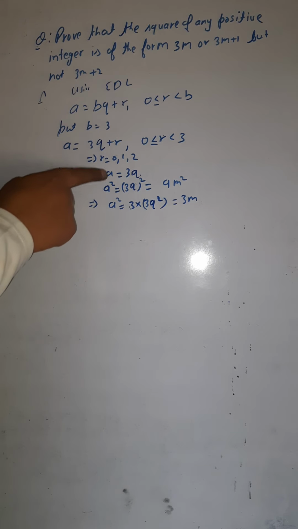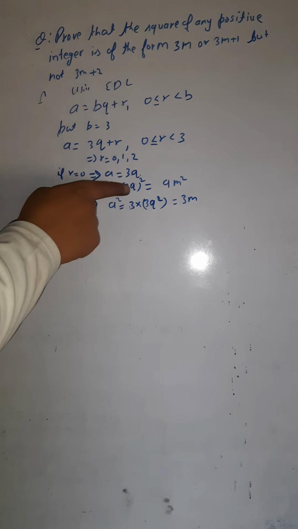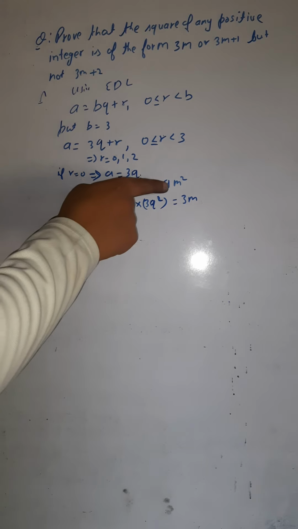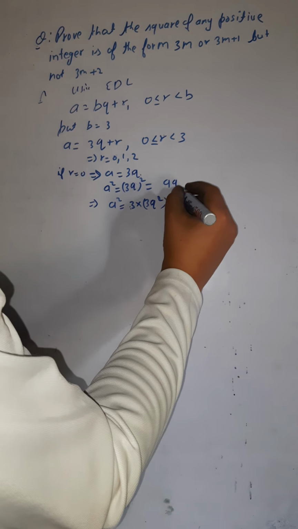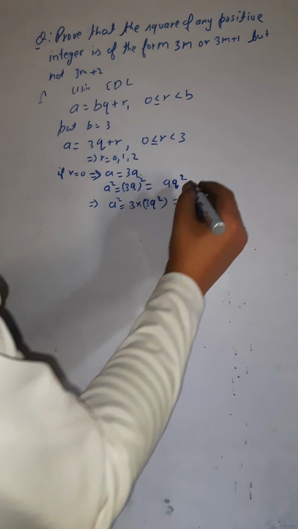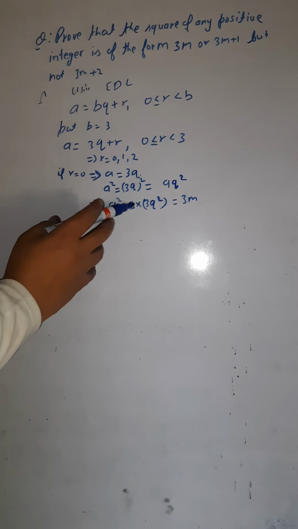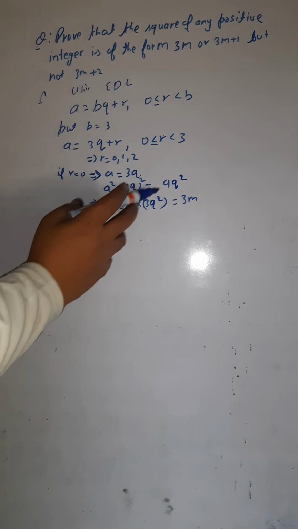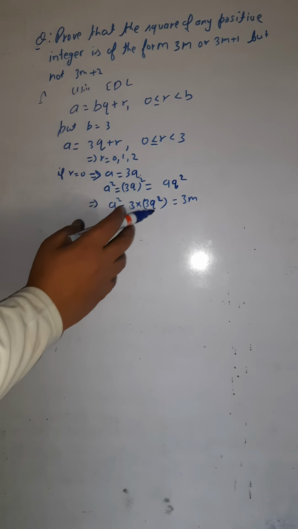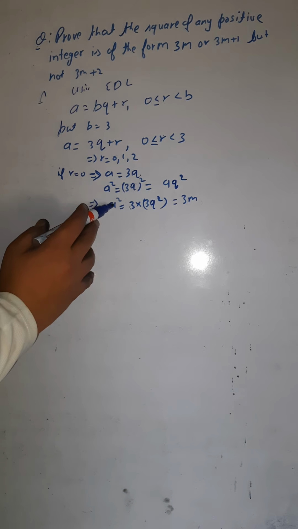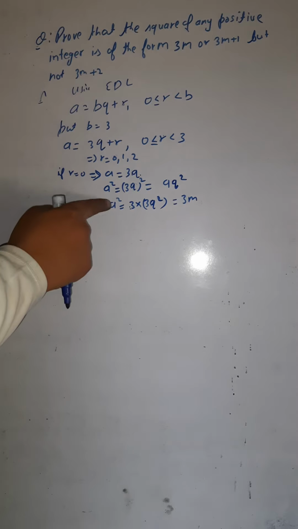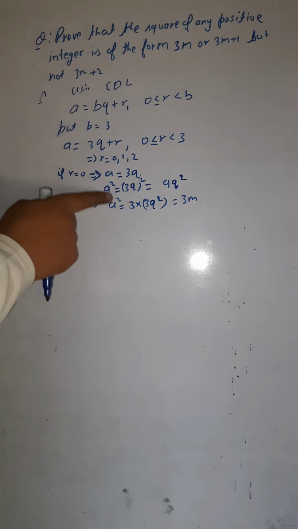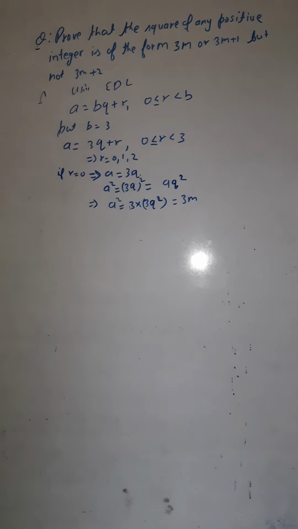Okay, so if you put the value of r as 0, so you would get a is equals to 3q because r is 0. So if you are doing its square, the square of 3q would be 9q square. So this 9 can be written as 3 multiply 3, so it would be 3 multiply 3q square. The 3q square is some other integer, let's say it is m. So I can write a square is equal to 3m. Okay, so it means the square of the positive integer is of the form 3m, that we have proved.